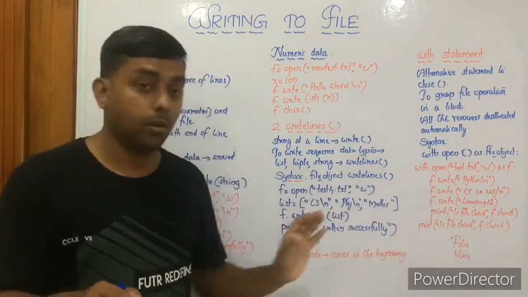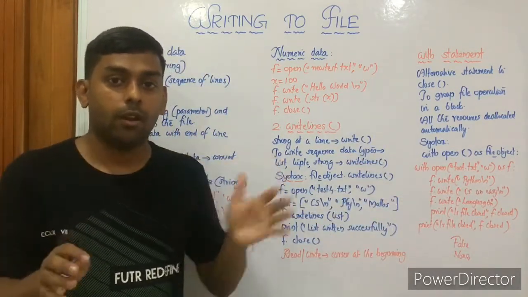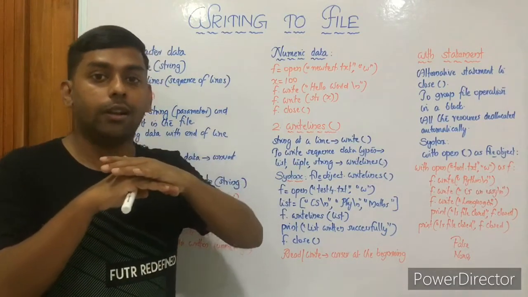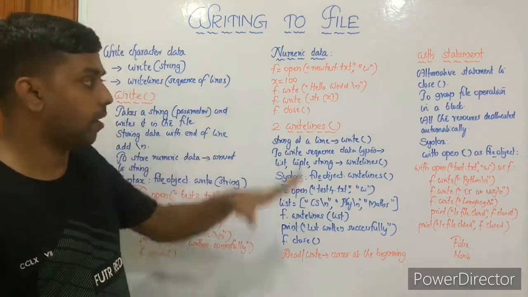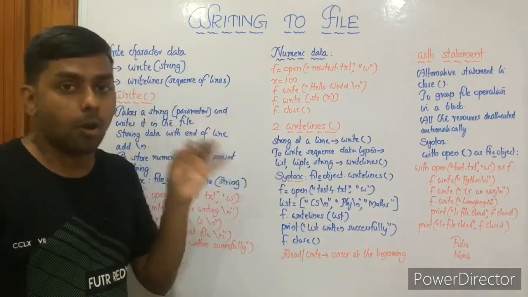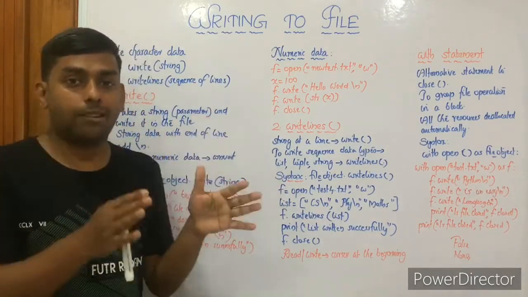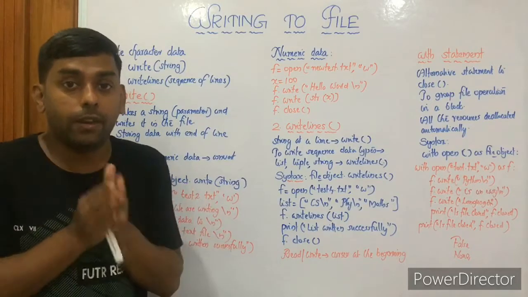Then we are applying closed. We are checking whether the file is closed or not. And the first closed returns false because we are still in the block. And second, none, that means it's closed. So it's a very, very important topic as far as your board examination or practical is concerned. It's very, very important, right?